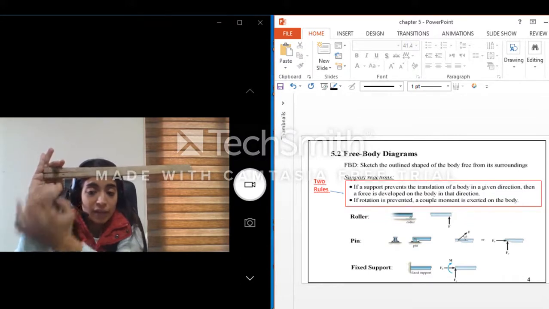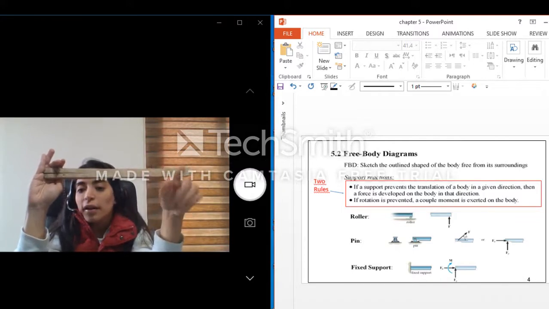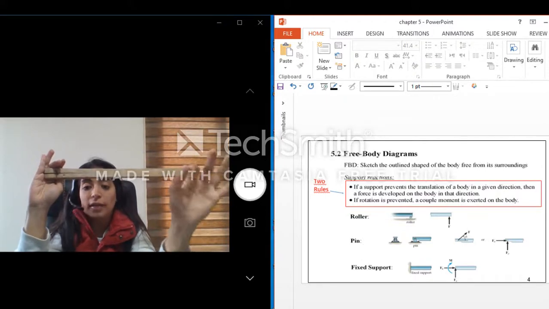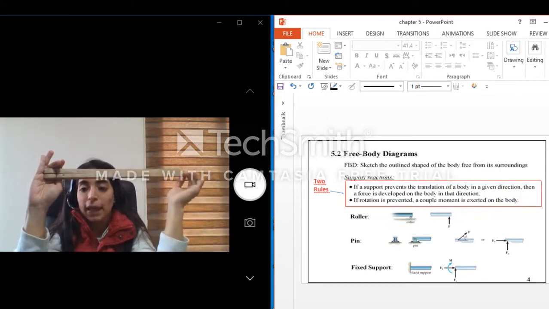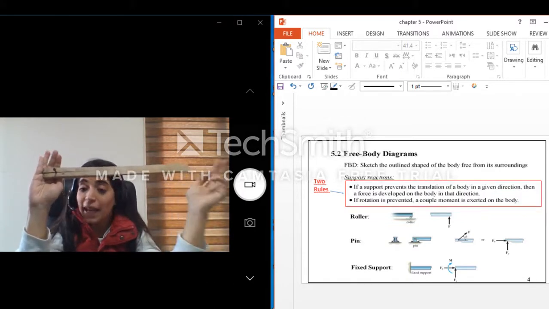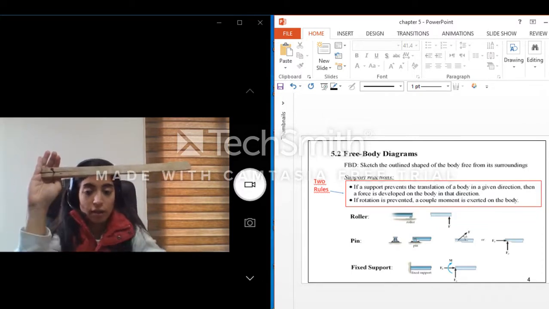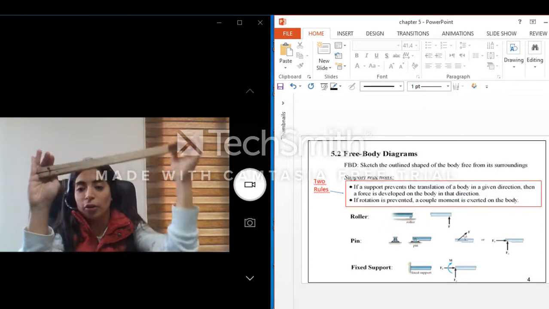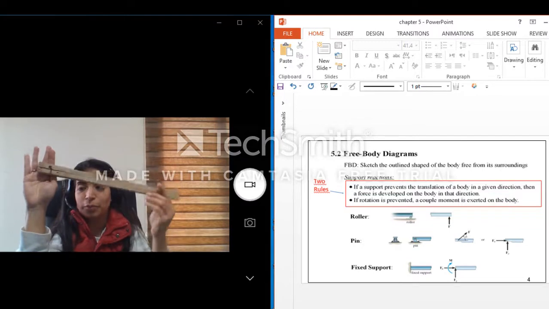So, guys, this pin prevents the horizontal and the vertical translation. And this is unlike the roller that is only preventing the vertical direction. In this case, guys, I have two reactions, vertical reaction and horizontal reaction. However, this pin cannot prevent the rotation of this beam on this point. So, guys, you can see that I have a rotation on this point.